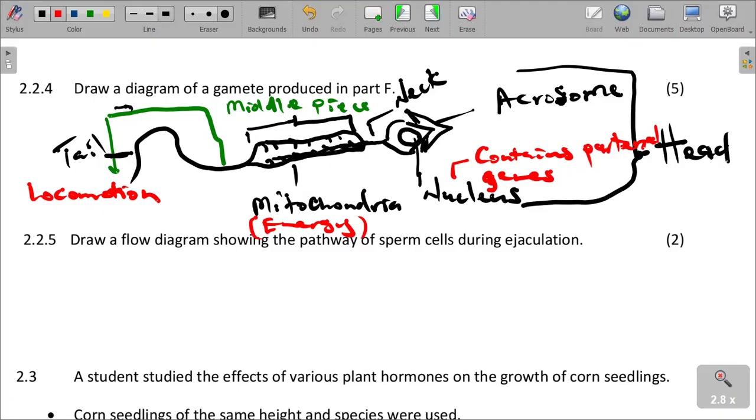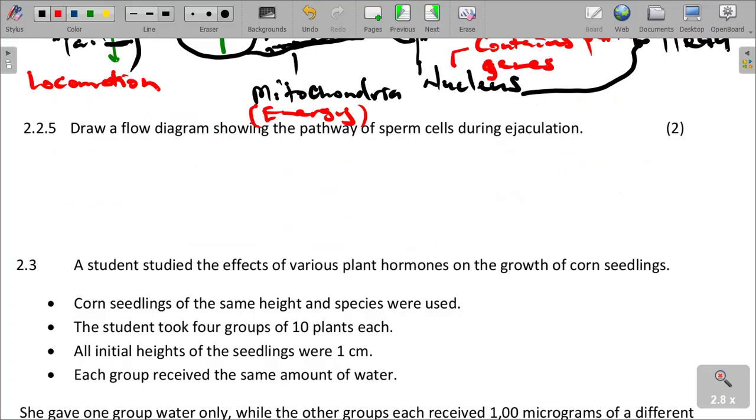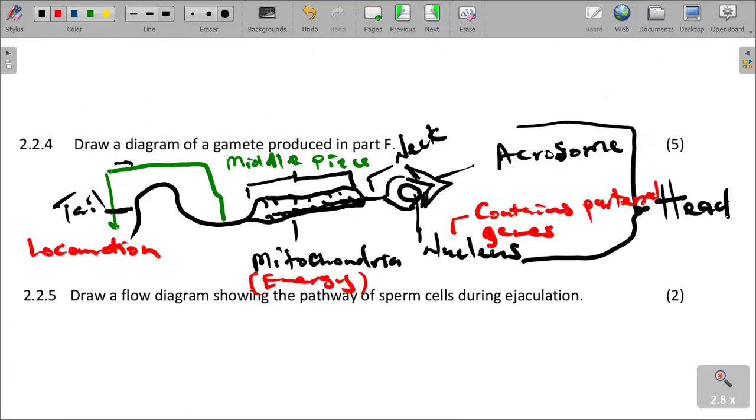You may be asked to explain how the sperm cell is structurally suited to perform its function. You should be able to explain that it has the acrosome at the tip, the nucleus, and the mitochondria, and to explain the suitability of the sperm cell to perform its function.